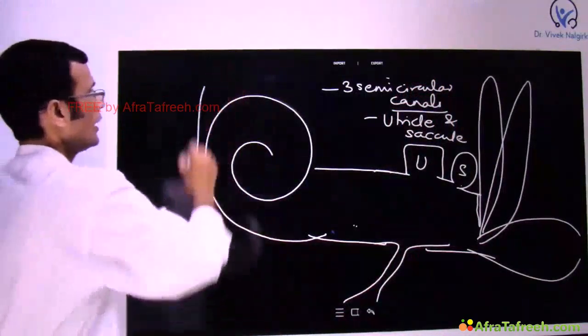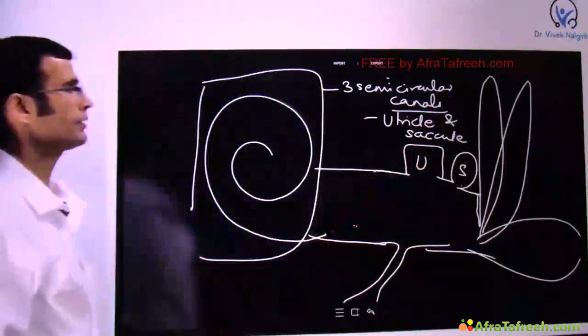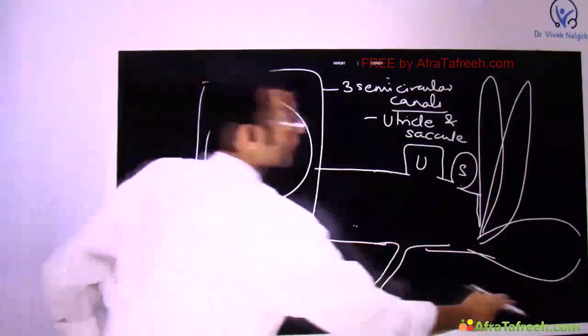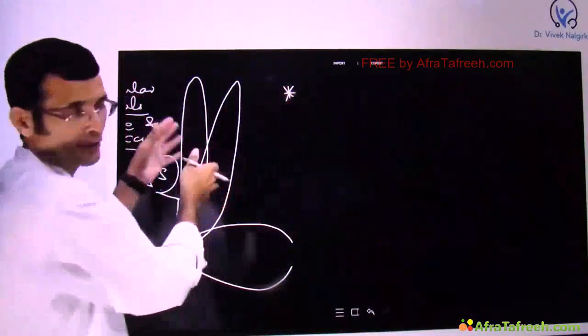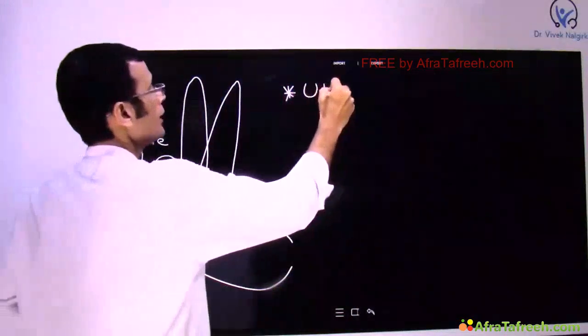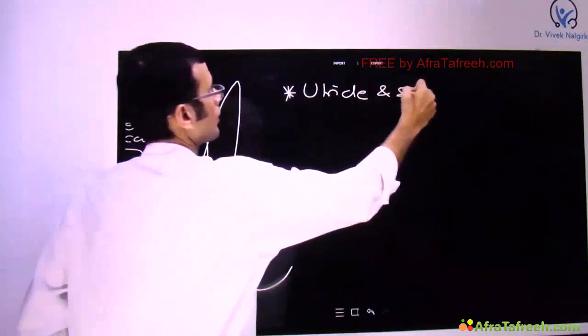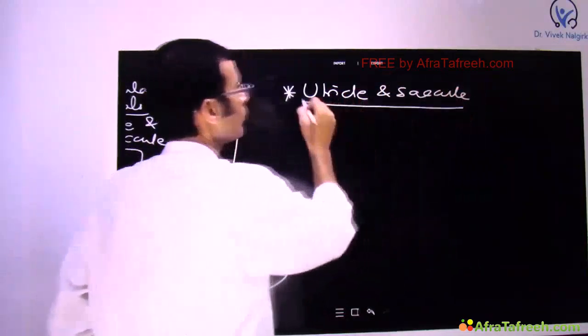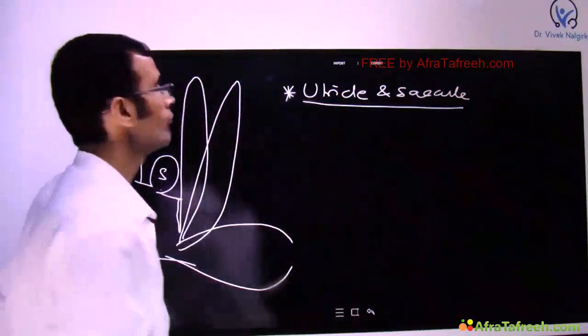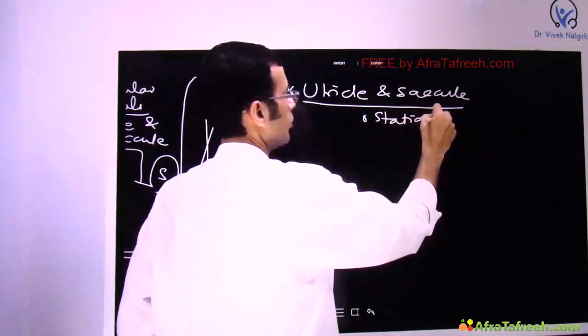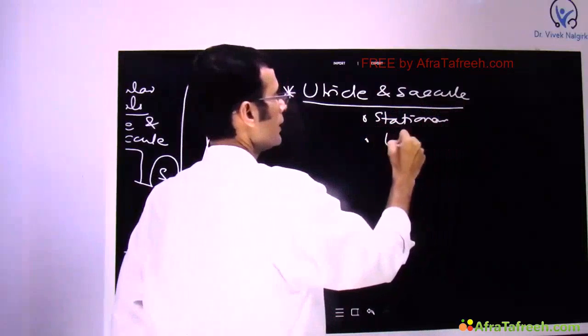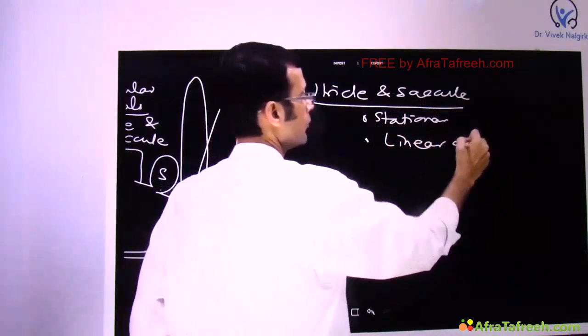So this is the cochlea, that's the vestibular apparatus. Now, utricle and saccule, let's look at these parts one by one. Utricle and saccule, they play the role in equilibrium when the head is stationary or a linear acceleration of the head.